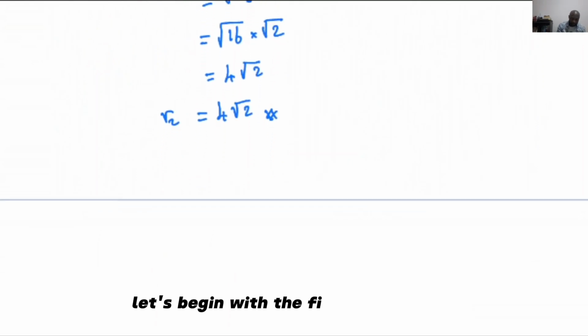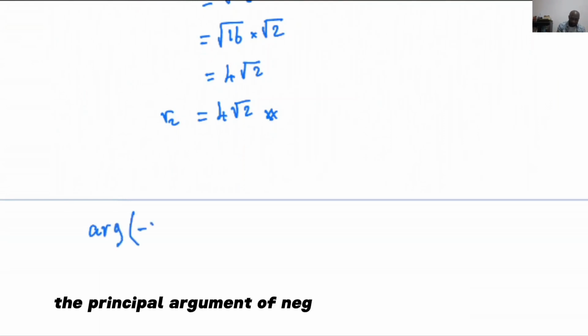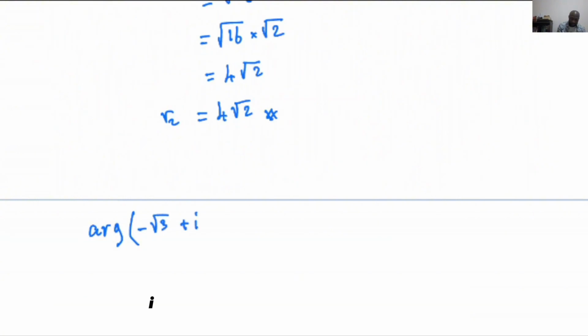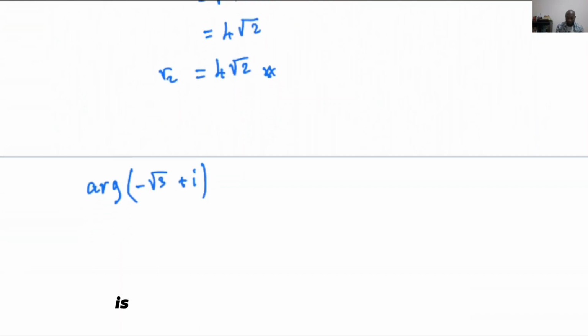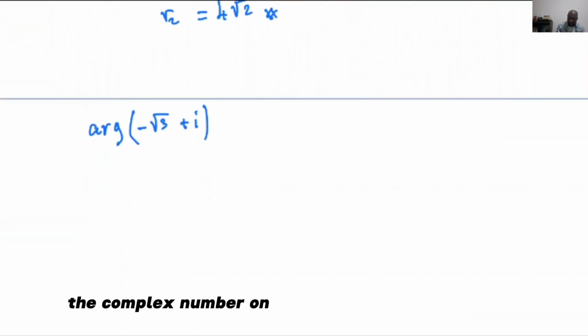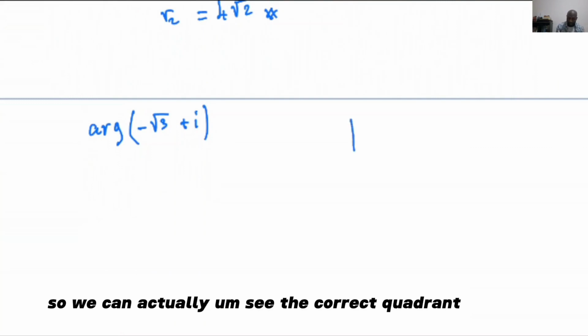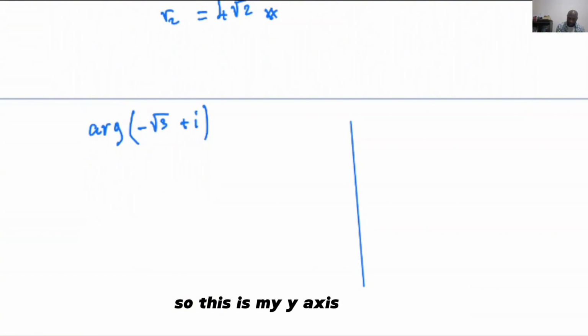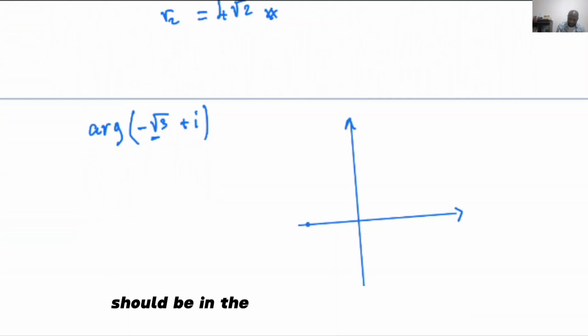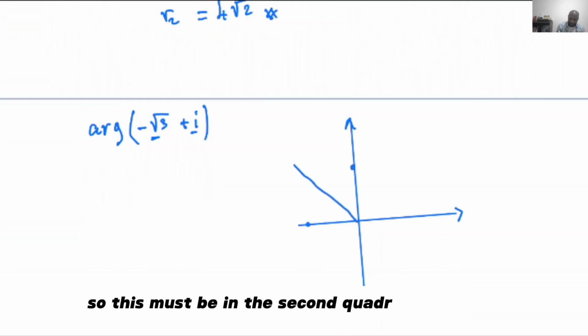Let's begin with the first one. We want to write the principal argument of negative root 3 plus i. Now remember, it is always important to represent the complex number on our Argand diagram so we can actually see the correct quadrant. So this is my y-axis and the x-axis. The real part is negative root 3, which should be in the second quadrant. The imaginary part is positive. So this is it right here. So this must be in the second quadrant.